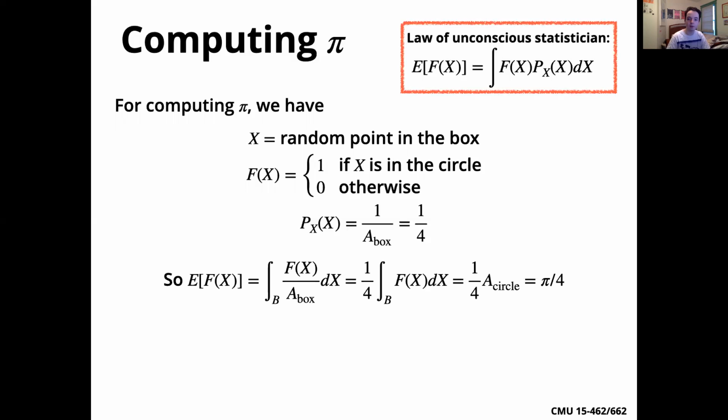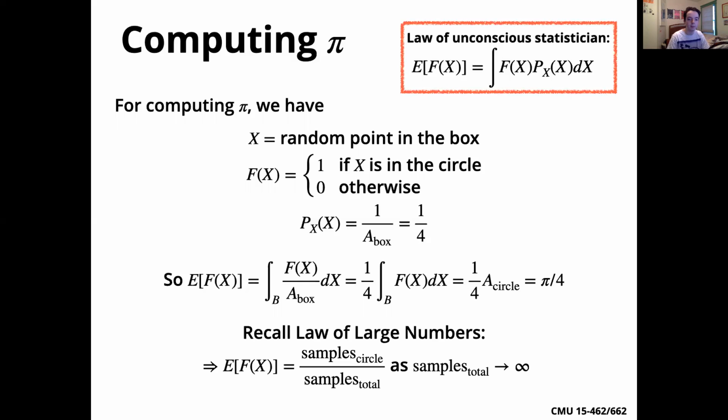Okay, so let's just plug and chug. We have the expected value of f of x equals the integral over the box of f of x over the area of the box. So that's just 1/4 of the area of the circle. Well, the area of the circle is pi, right? So the expected value of our function f of x is pi over 4. Well, great. Now all we need to do is remember the law of large numbers, and we're basically done, right?